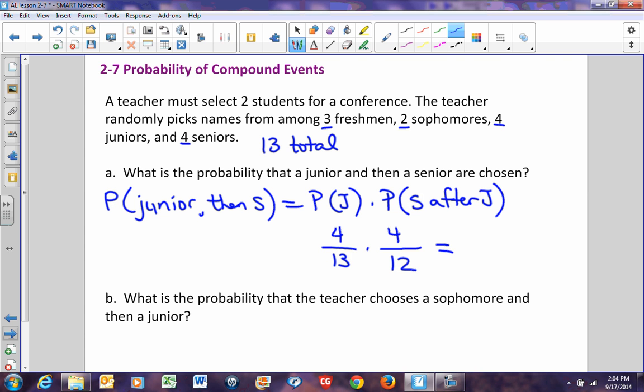And of course, we can do a little bit of reducing here. 4 goes into 12 3 times, because that makes it a little bit easier to multiply. So then when we multiply straight across the top, we get 4, and straight across the bottom, we get 39. So 4 39ths is the probability of choosing a junior and then a senior.